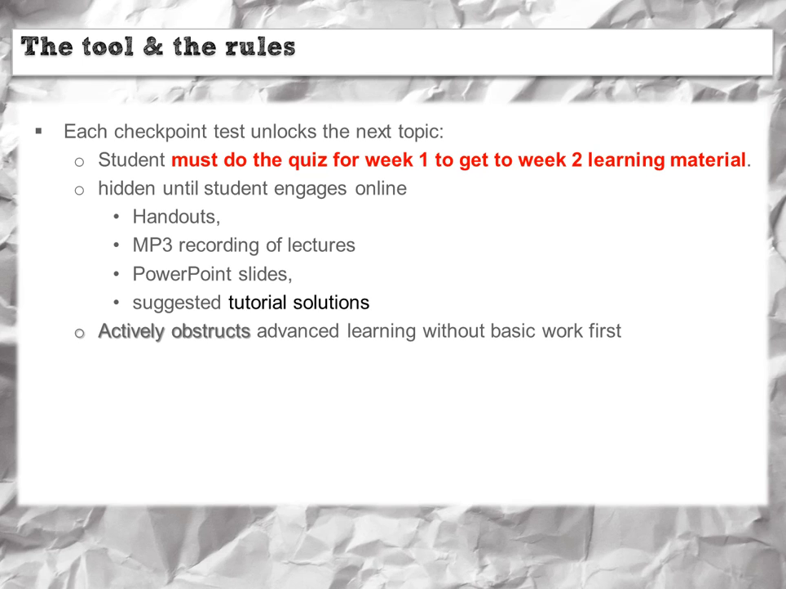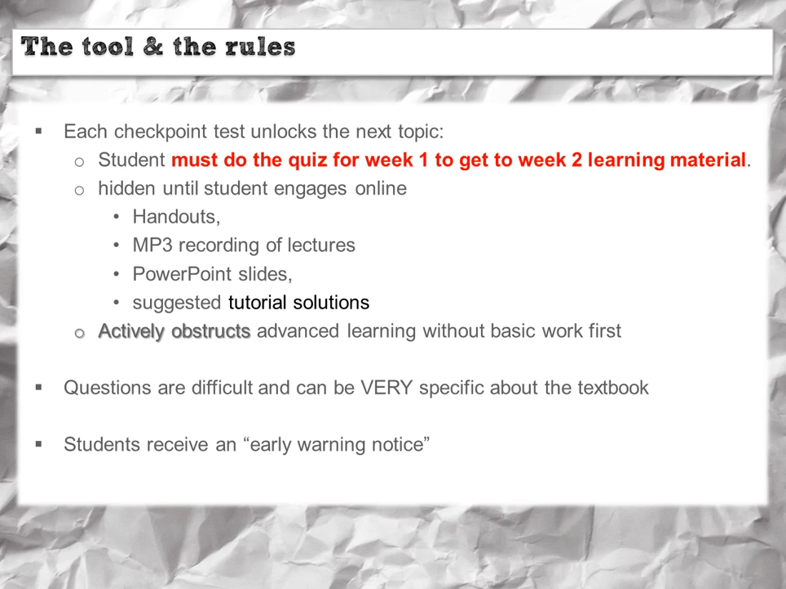I'm actively obstructing the students from trying to do any advanced learning without doing the basic stuff first, because if the assignment is on week 6, what are they going to do? Go to the textbook, open week 6 and start reading and see if they get it. Of course they won't, because they haven't done the foundation stuff first. And the questions are quite difficult and analytical, but they're very, very specific to the textbook, which means that really you've got to have a book.